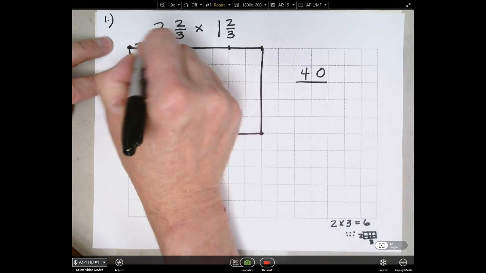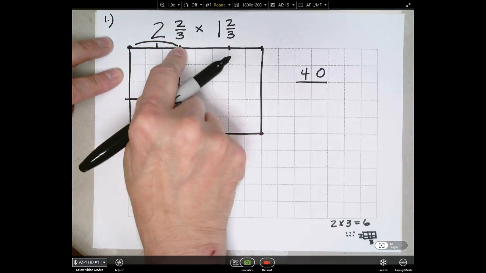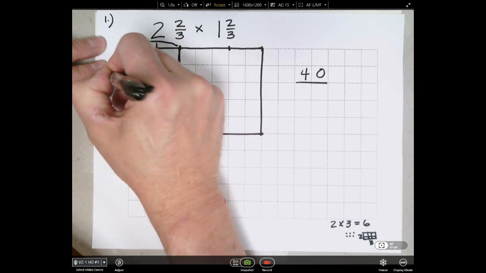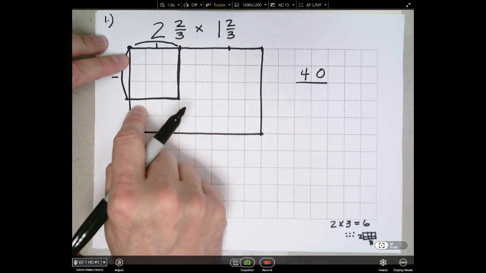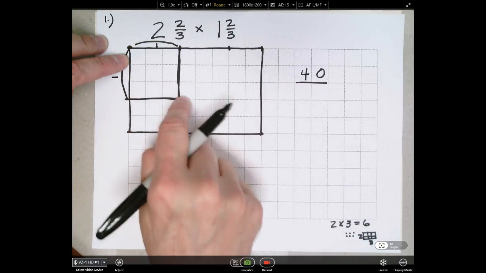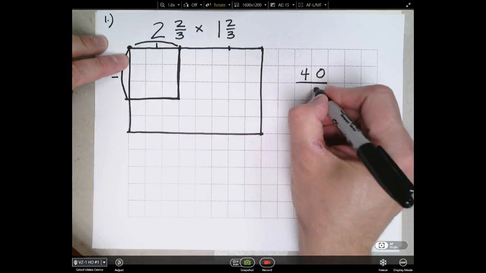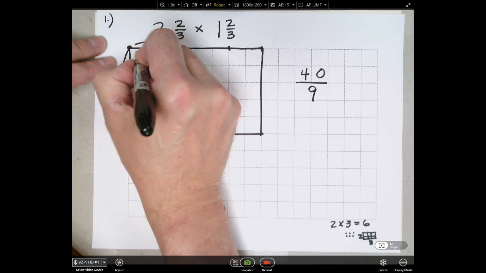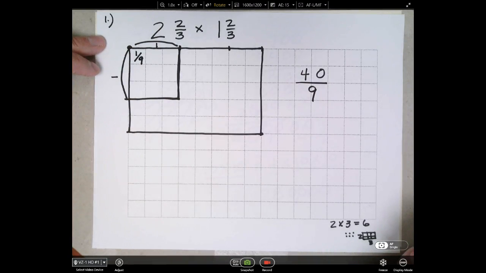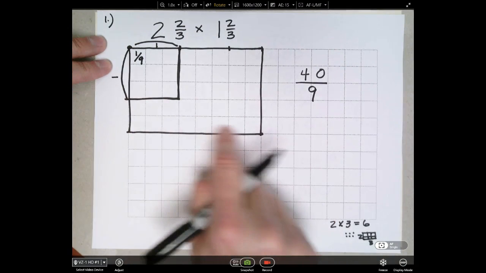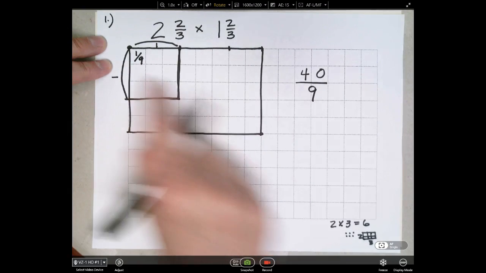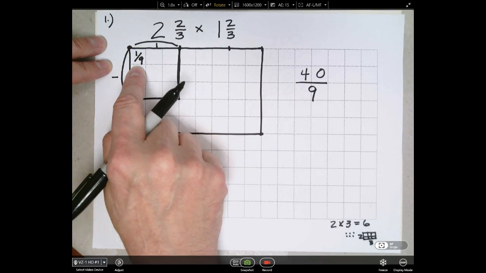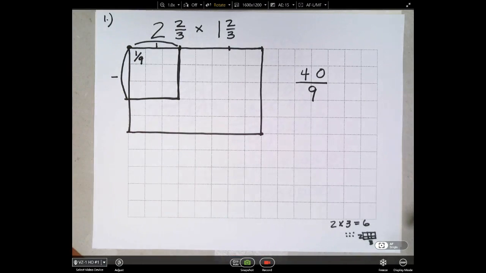Okay? So take a look. Here is our 1. Remember we said this was 1. We counted over to make 3/3, 1 whole. And we counted this way to make 3/3, 1 whole. So there are not 3 boxes to 1 whole. There are actually 9 boxes to 1 whole. So each box represents 1/9. Okay? So when we counted all of these out, we didn't get 40/3. We got 40 over 9. And that is the answer to our problem.